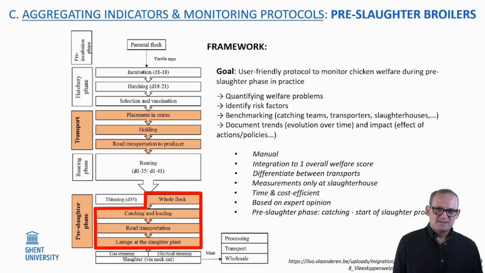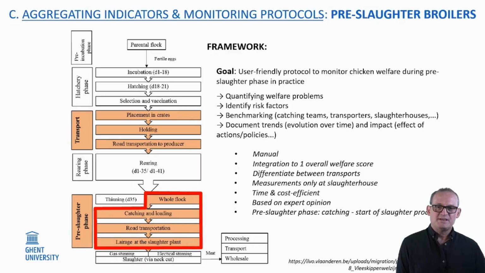Important was also that it included an integration to one overall welfare score for the entire pre-slaughter stage, that the measurements were only conducted at the slaughterhouse, and that the protocol was time and cost efficient. And if there were subjective decisions part of the weighing, then it should be based on expert opinion.